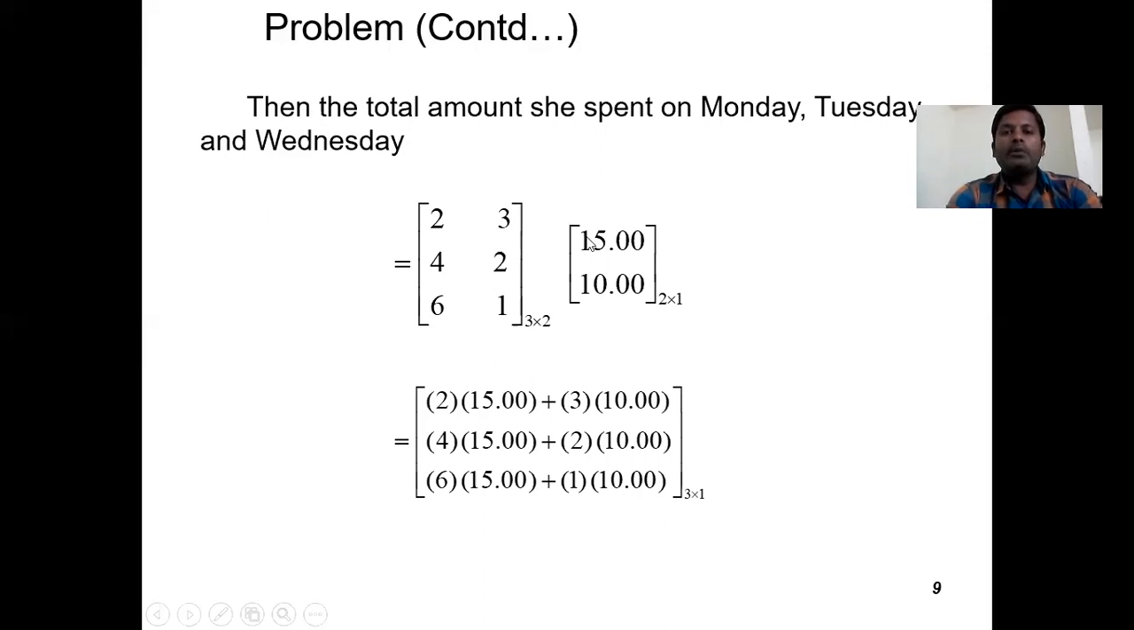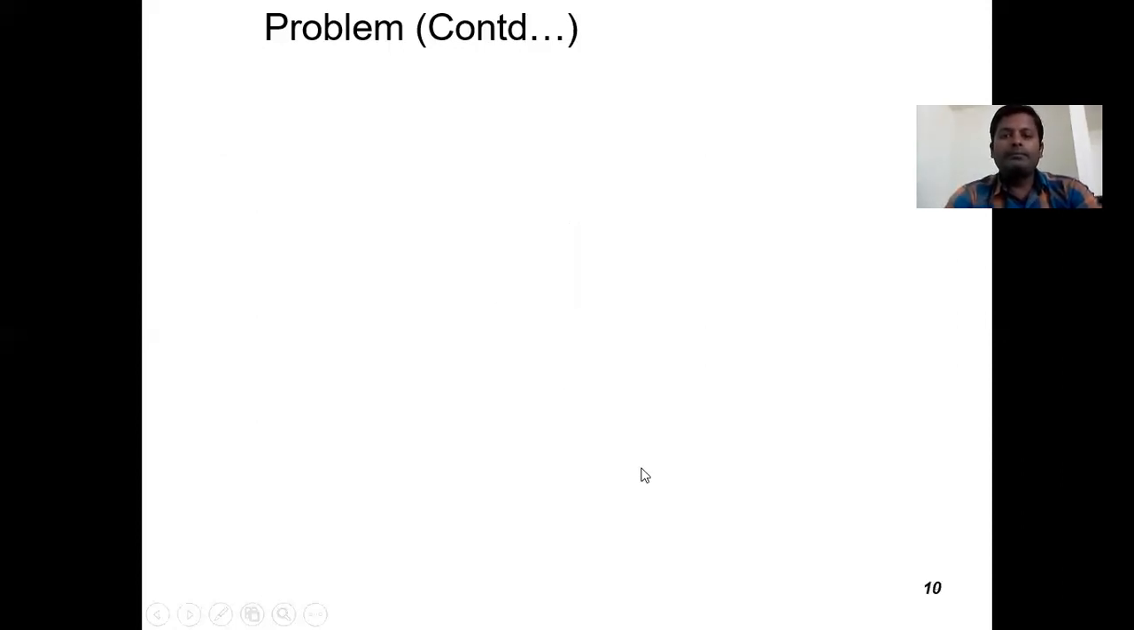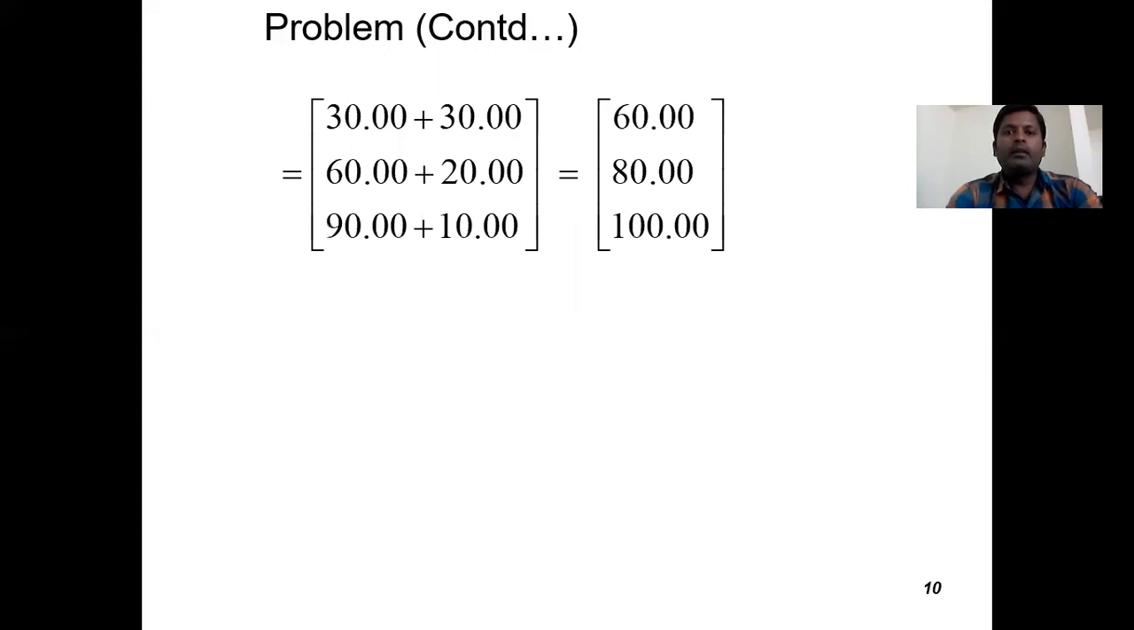First row and first column, second row and first column, and third row and first column. You write here 2 into 15 rupees plus 3 into 10 rupees, 4 into 15 rupees plus 2 into 10 rupees, 6 into 15 rupees plus 1 into 10 rupees. We get the total 30 plus 30 rupees, 60 plus 20 rupees, 90 plus 10 rupees. We get 60, 80, 100.